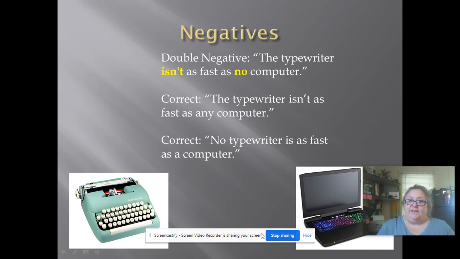So, double negatives. Here's another sentence: this typewriter isn't, which is not, and there's the word no. That should not be together in a sentence. Two correct ways: the typewriter isn't as fast as any computer, or no typewriter is as fast as a computer. We just changed it so there is just one negative word in the sentence.